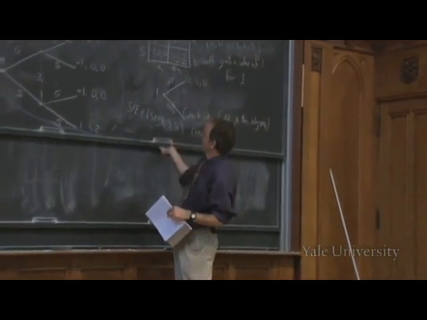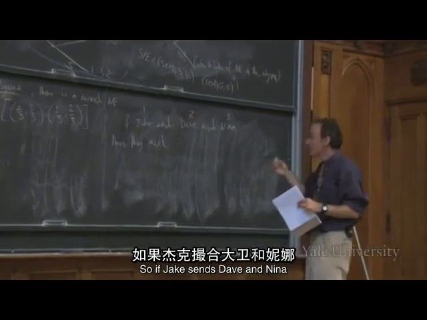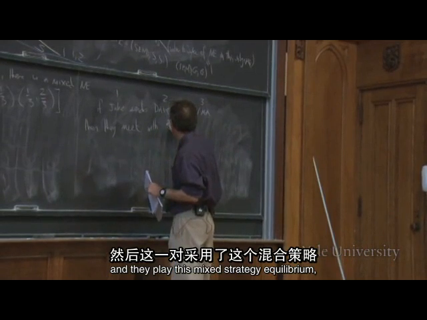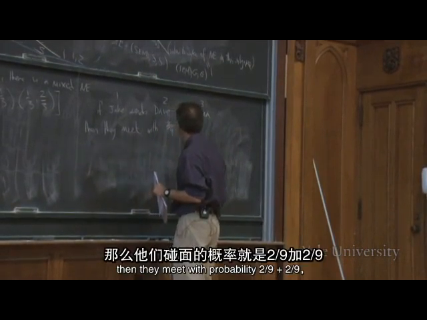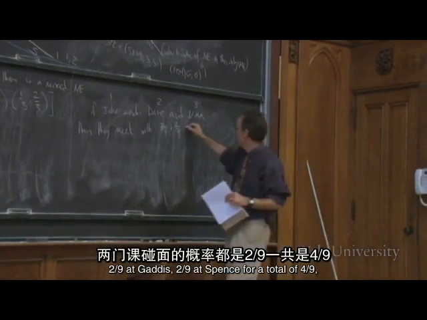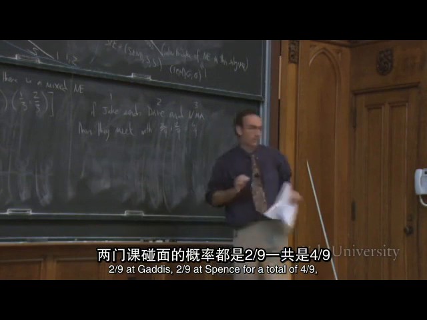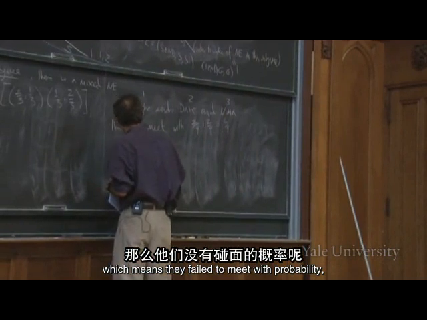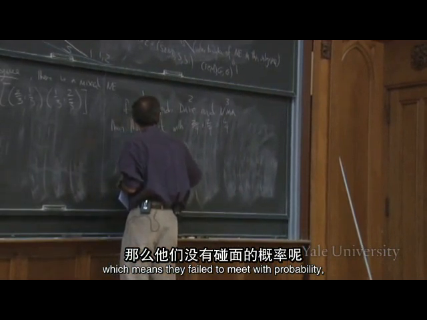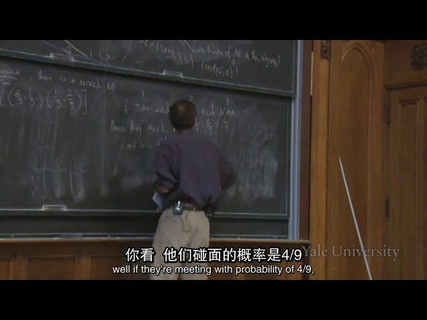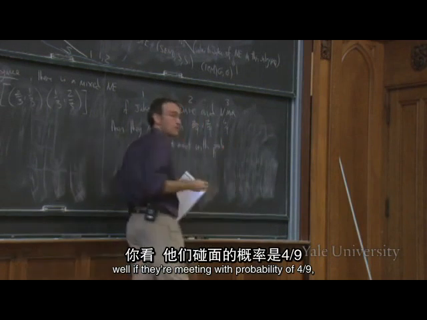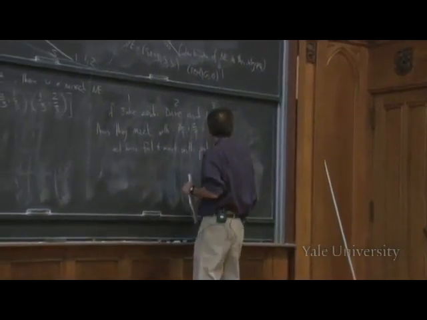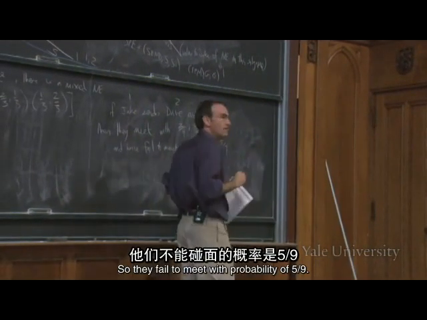All right, so if Jake sends Dave and Nina and they play this mixed strategy equilibrium, then they meet with probability 2/9 at Gaddis, 2/9 at Spence, for a total of 4/9. All right, which means they fail to meet with probability, well, if they're meeting with probability 4/9, what must be the probability that they're failing to meet? 5/9, thank you. So they fail to meet with probability 5/9.